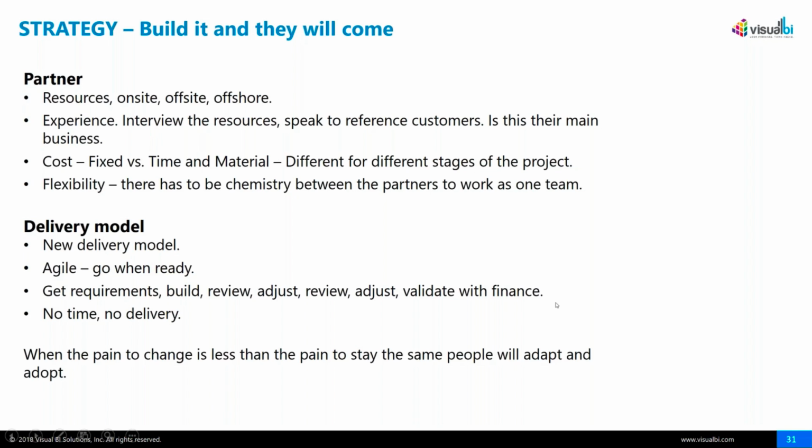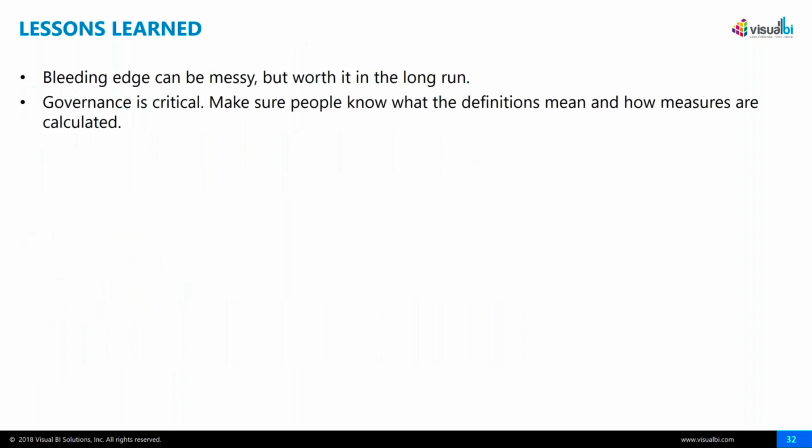And I want to leave you with this last thing. When the pain to change is less than the pain to stay the same, people will adapt and adopt. And I think that's what happened. Once folks saw it was so much easier to just build the story, spend the time getting to it, and you don't have to every week or every month or every day go into SE16 and dump the data and try and aggregate it and put all the business logic and all these kind of things. Once you do it once, it's there and it automatically updates. That's when they change. So bleeding edge can be messy, but for sure, in the long run, it's worth it.